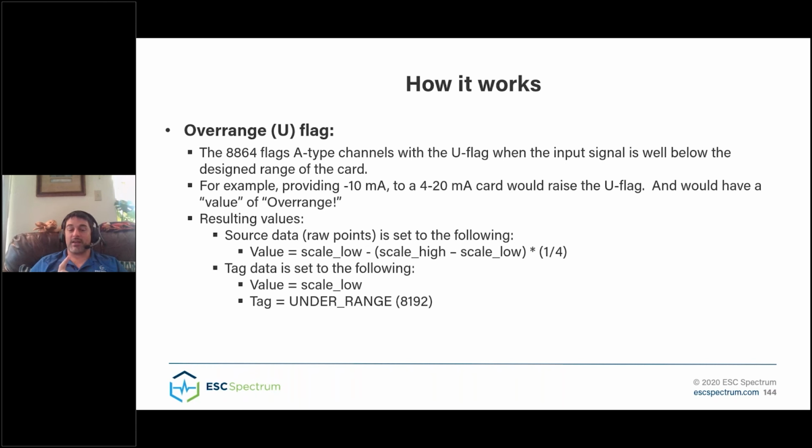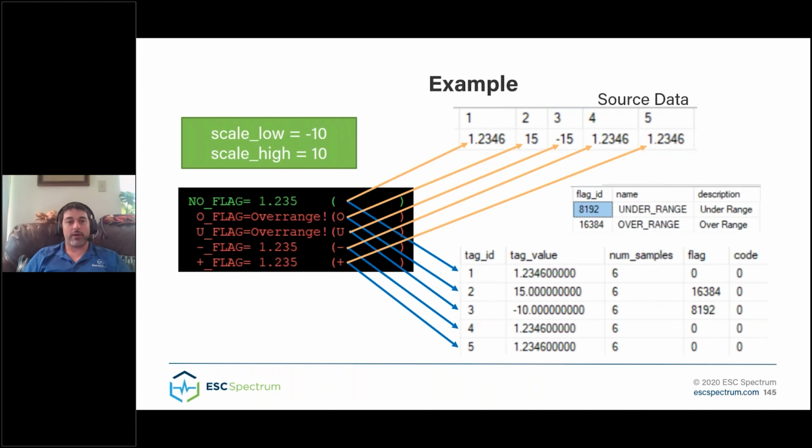But the tag data, this is where the difference is. The tag data will just be set to the scale low value. So the tag data will not go 25% below like everything else above or below. It'll just be set to scale low, and the tag will be assigned the under range flag. So that's a lot of words. What does this look like?